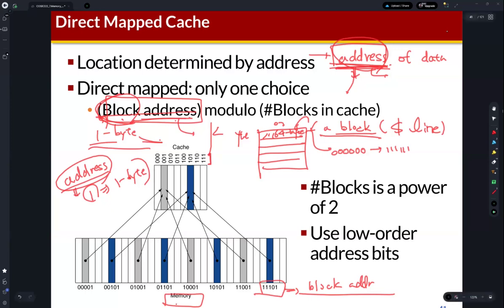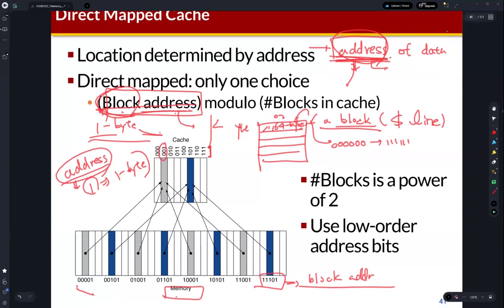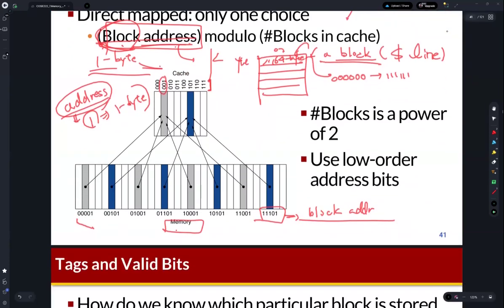So the cache index range is from 000 to 111, right? Because the cache includes 8 entries. Then cache index 001 can only store the block addresses 00001, 01001, 10001, 11001. What can you observe?